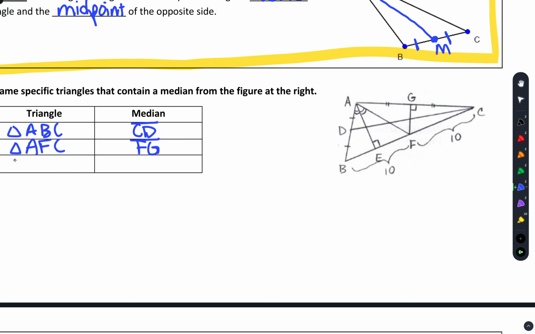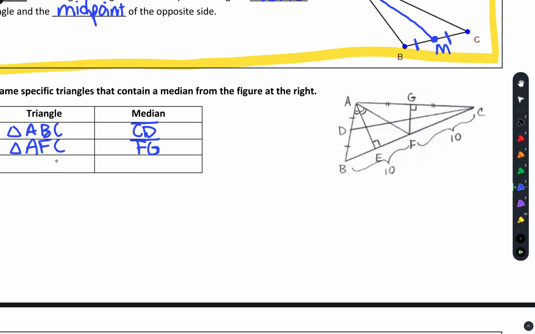Aubrey. ABF is this guy right here. Do we know AE is a median? AE? We don't know that. That's an angle bisector. Tells me the angles are congruent, but we don't know anything about those two sides, so we can't say that they're congruent. Give me another one. I don't think there is one in ABF. What else we got?